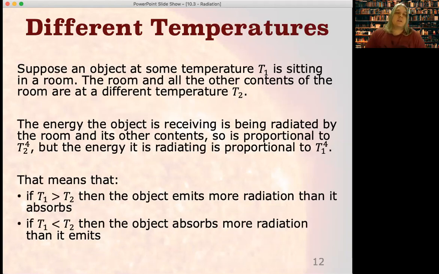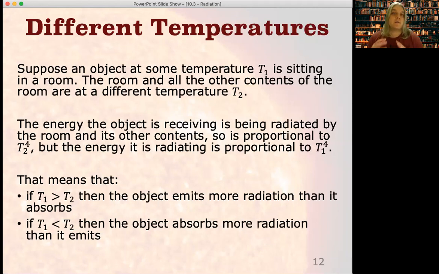Now suppose we've got an object sitting at some temperature T1, and it's sitting in a room. The room and everything else in the room is all at some other temperature T2. Then everything else in the room is radiating thermal energy based on its temperature T2. Right? Remember that it was proportional to the 4th power. So everything else in the room is radiating energy at a rate proportional to T2 to the 4th power, while the energy the object itself is radiating is proportional to T1 to the 4th power. So that means that the object is absorbing radiation from other things at a rate of T2 to the 4th power, but emitting from itself at a rate of T1 to the 4th power.